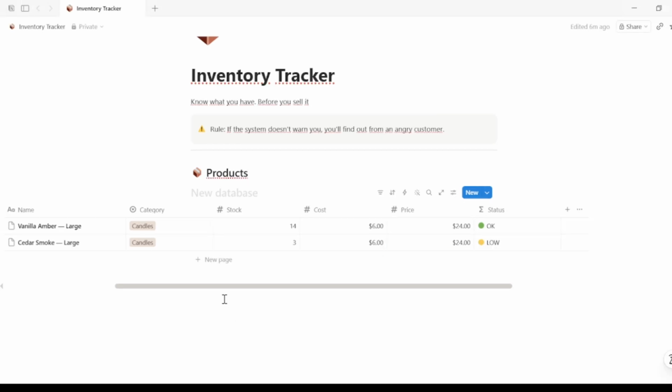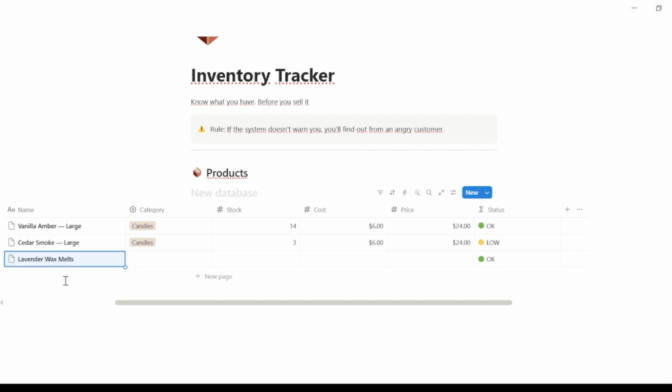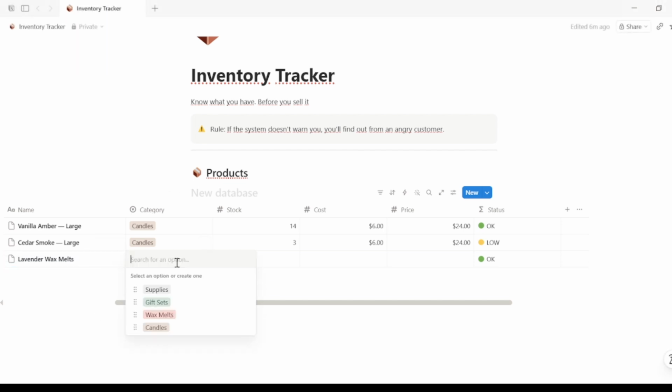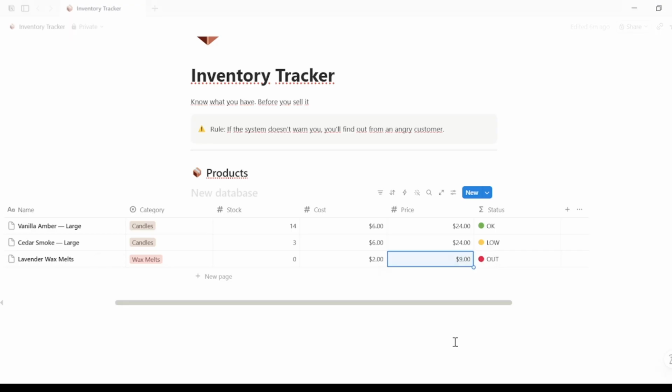Lavender wax melts. 0. Red, out. This is the exact row that would have saved him 8 refunds, before he'd sell them, then discover the shelf was empty. Now the row is red before anyone can buy it, and he pulls the listing until he restocks.